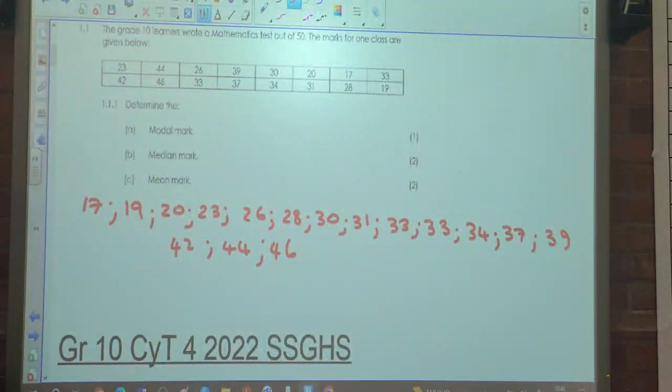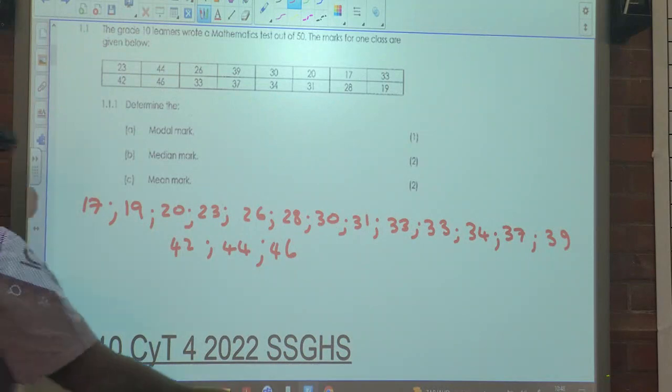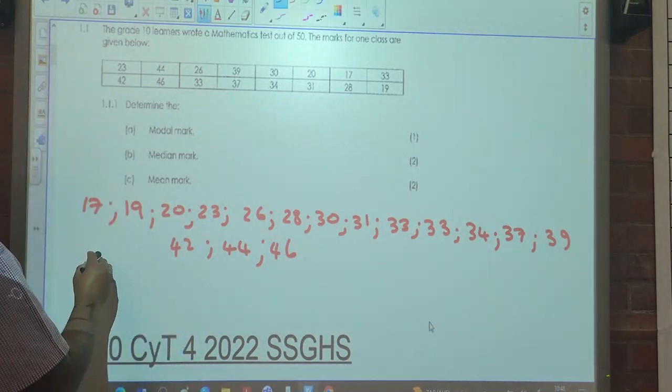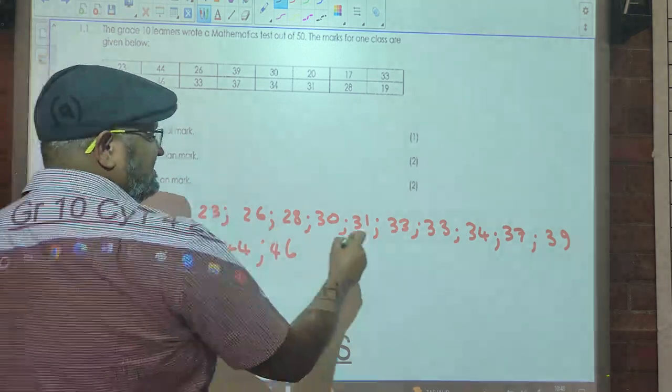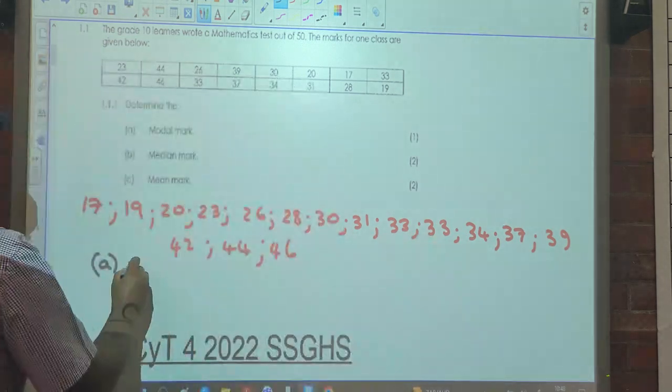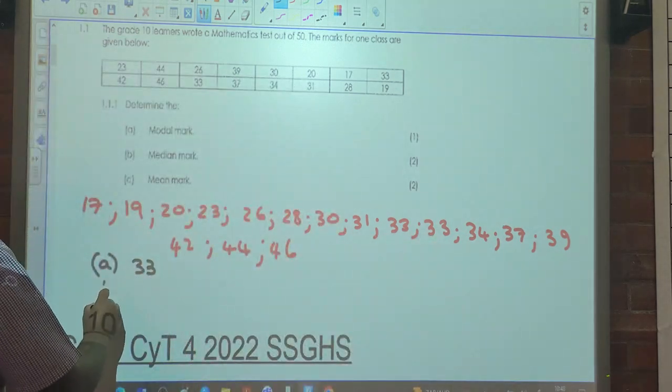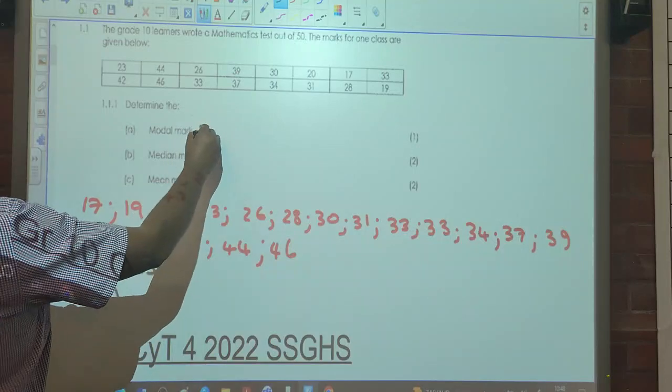Okay. Let's look at the first question. The question says the modal mark. So the mode is the number that occurs the most, not so? So the mark that occurs the most is 33. Okay, let's look at B. You can see the 33.